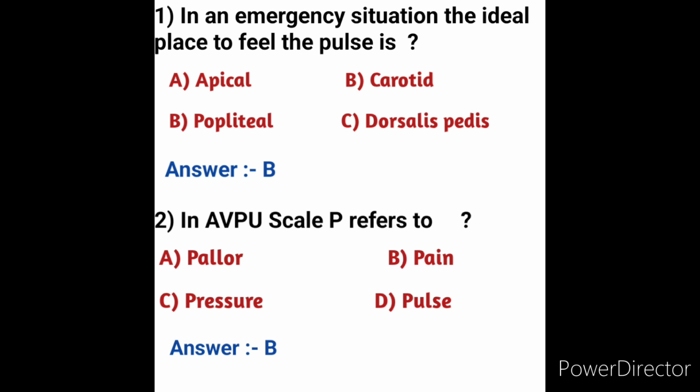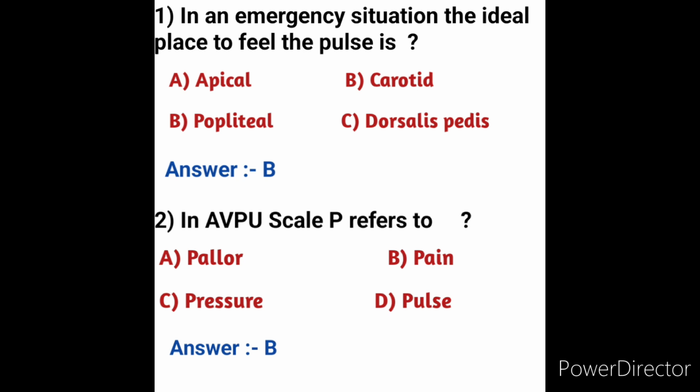What is AVPU? A means alert, V means voice, P means pain, U means unresponsive. Here in this question, in the AVPU scale P refers to pain. Option B is the correct answer. Alert, voice, pain and unresponsive. The AVPU scale is used to measure and record the patient's level of consciousness, to assess and monitor the patient's brain function, and also for pain assessment. Option B is the correct answer.